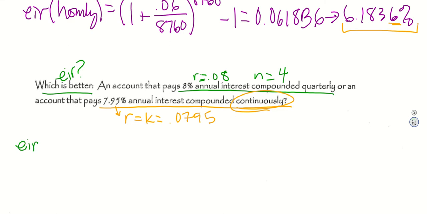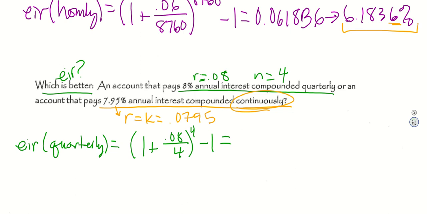Our effective interest rate for the quarterly compounding will equal (1 + 0.08/4)^4 minus 1. So we evaluate that and we get 0.08243, which is 8.243%. That's our effective rate. So at the end of the year, we would earn back 8.243% of what our initial investment was.